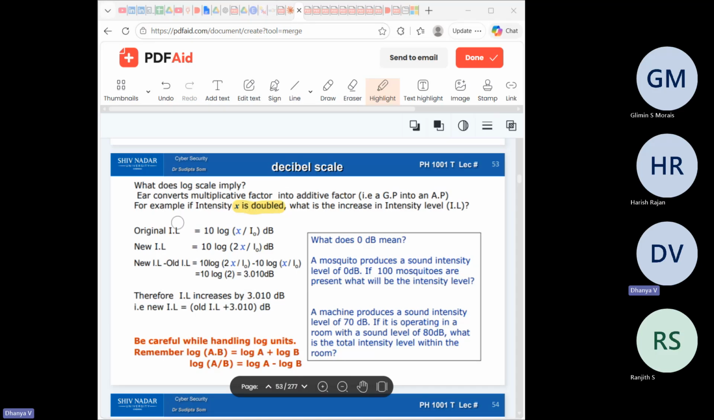Okay. So how much will the intensity level change is the question right now. So how will you see? Instead of x, you substitute 2x. And then you do the subtraction, mu minus O.